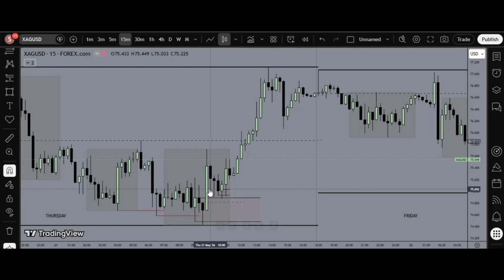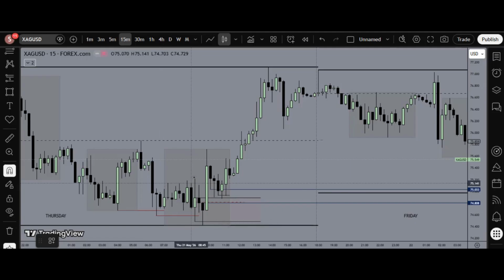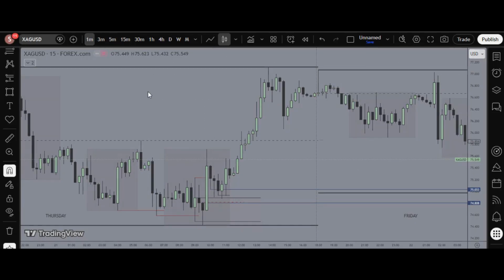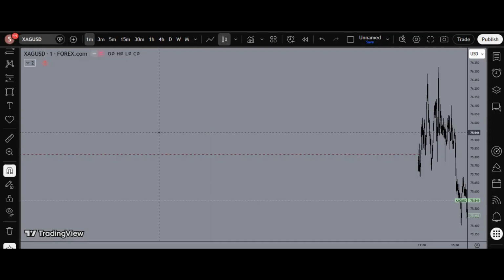Now, there is a fair value gap there. This fair value gap here is telling us that buyers have intention of going up. Remember I told you, buyers have intention of going up. So this is a market structure shift here. Okay, so let's go to the 1 minute to look for an entry.